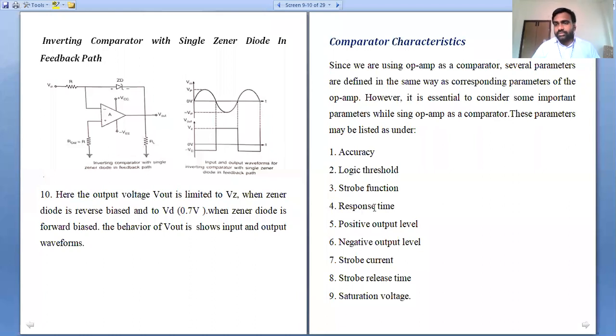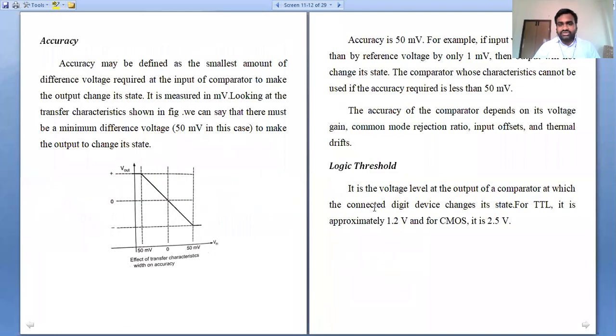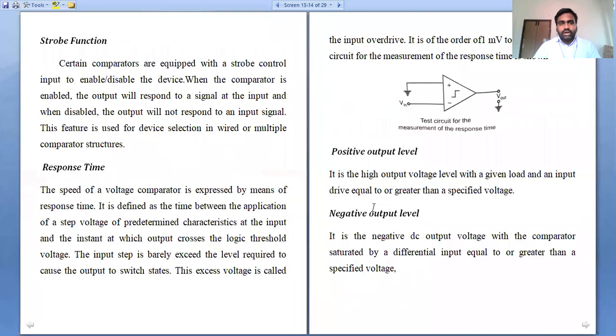What does a voltage limiter mean? Here we are applying the comparator as a voltage limiter. In the voltage limiter concept, the output voltage is independent of the input voltage. We have seen three types of classification of the comparator application with respect to voltage limiter. Next we discussed comparator classification, accuracy, threshold, and the strobe functions, strobe terminals, strobe currents, and so on.